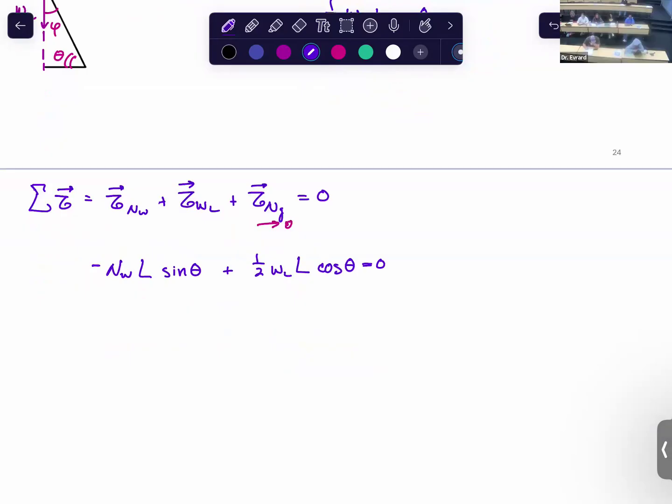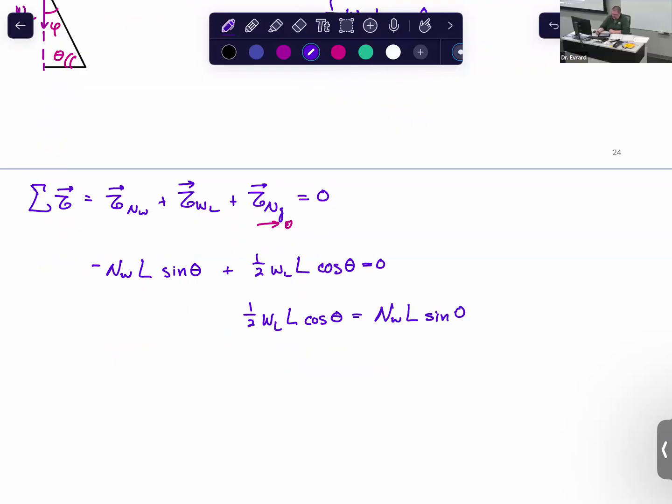Okay, so we're going to have... Go ahead and do that. Now, we see that the L's can divide out. We're going to multiply through by 2. Other way around. You want to solve for that normal force.